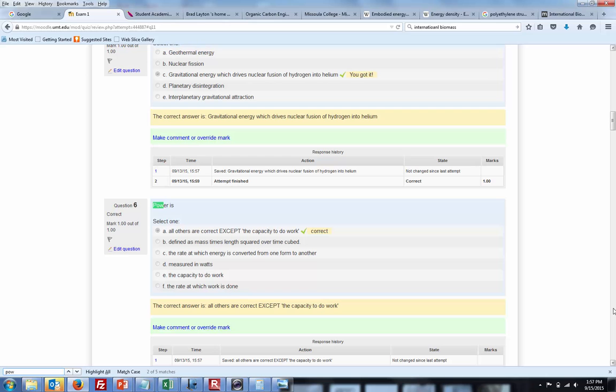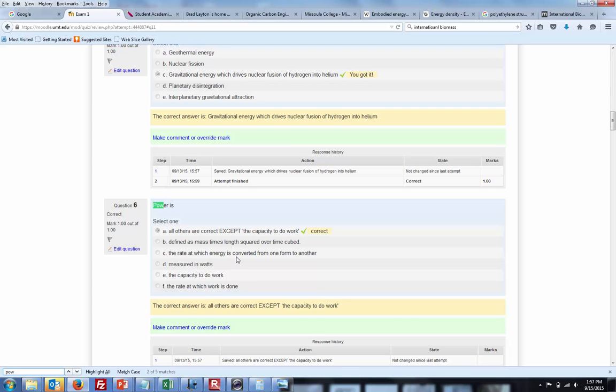So power is measured... first of all, just look at D, except the capacity to do work, which is E, not F. So power is measured in watts. We know that's correct. We've covered that. So power is D. Power is the rate at which work is done. That's energy divided by time. So that's the rate. So power is F.